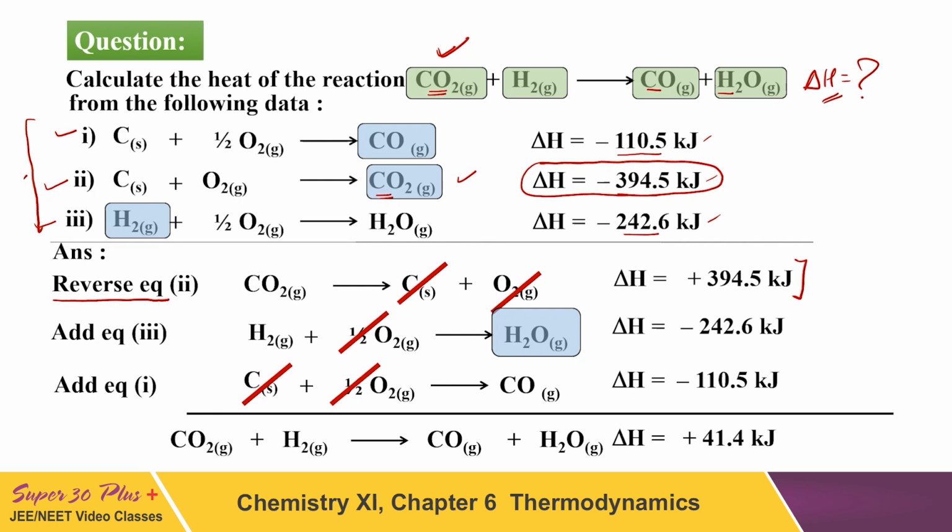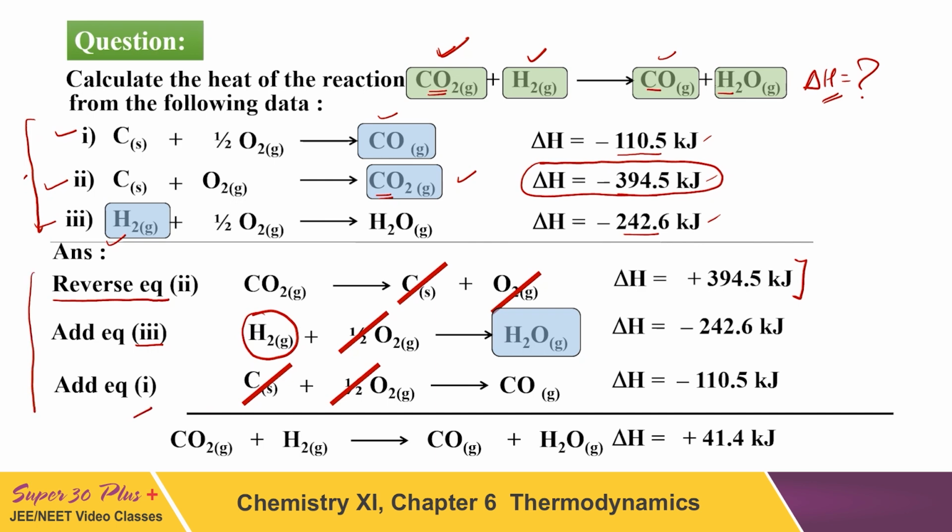What else do you need? You need one hydrogen on the left hand side. Fortunately, it is already on the left hand side. So you don't have to convert the side of the hydrogen. So in this case, you simply add equation 3 to equation 2. When you add equation 3 to equation 2, you will get hydrogen here. Now what you need is carbon monoxide and water. Carbon monoxide is also here. So you just have to add equation 1.